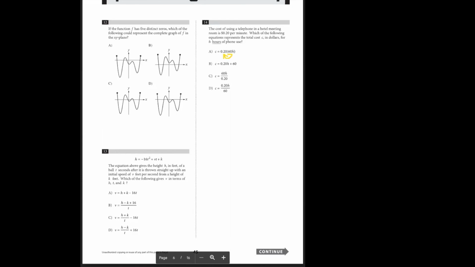So what I did was I found how much it would be using the problem stem. Let's say I multiplied 0.20 times 60, because it's saying it's 20 cents per minute. And when you multiply 0.20 times 60, you get how much it's worth for 1 hour. There's 60 minutes in an hour, right? You get that it's $12. So now, in order to check your answer, you just have to plug in 1 into all of these, because now that we've changed the units to hours, whichever one gives us $12 for 1 hour will be our answer.